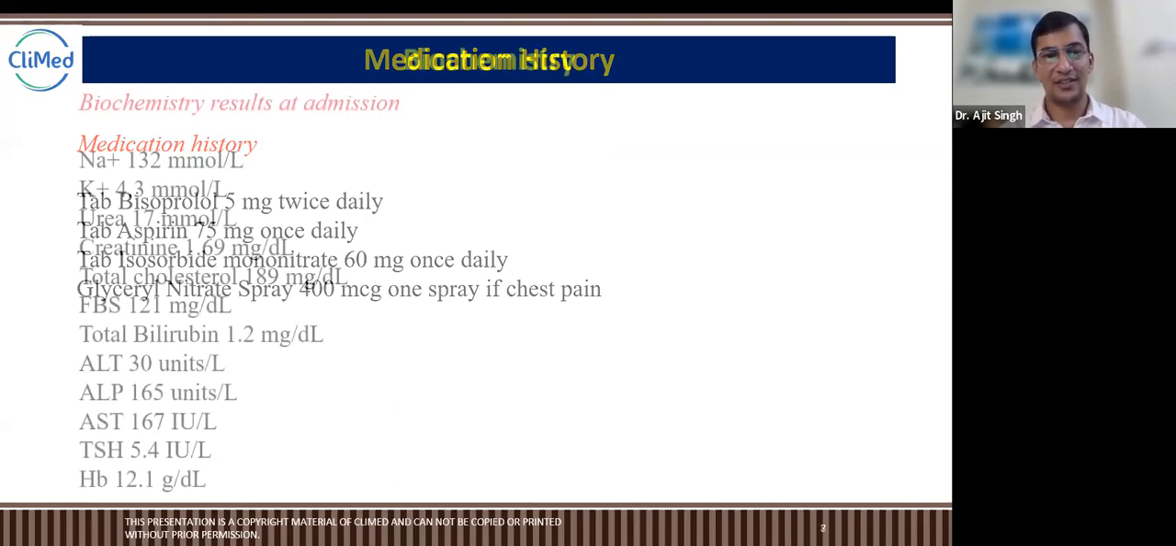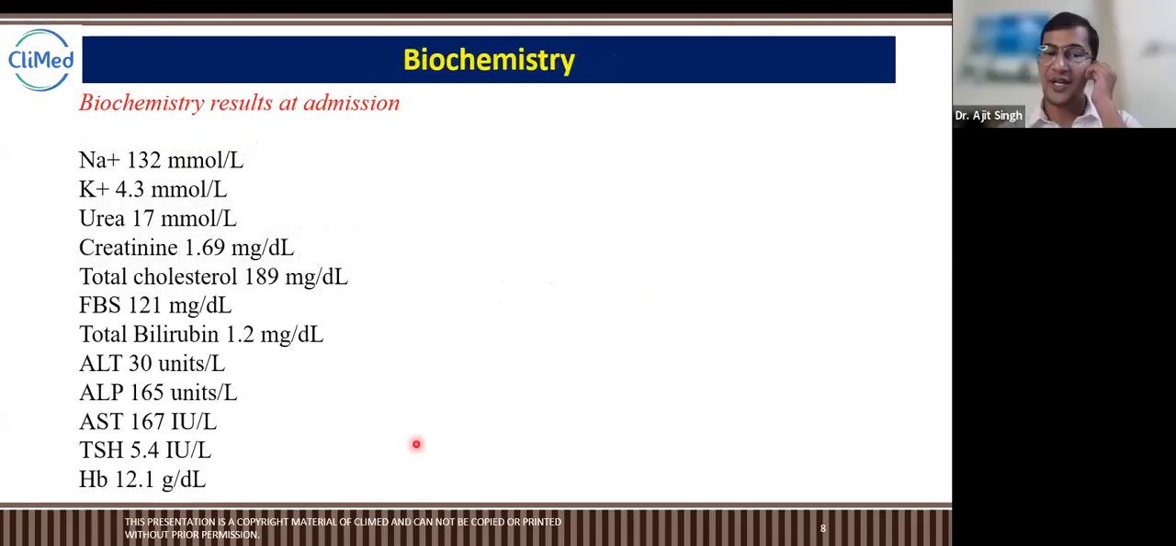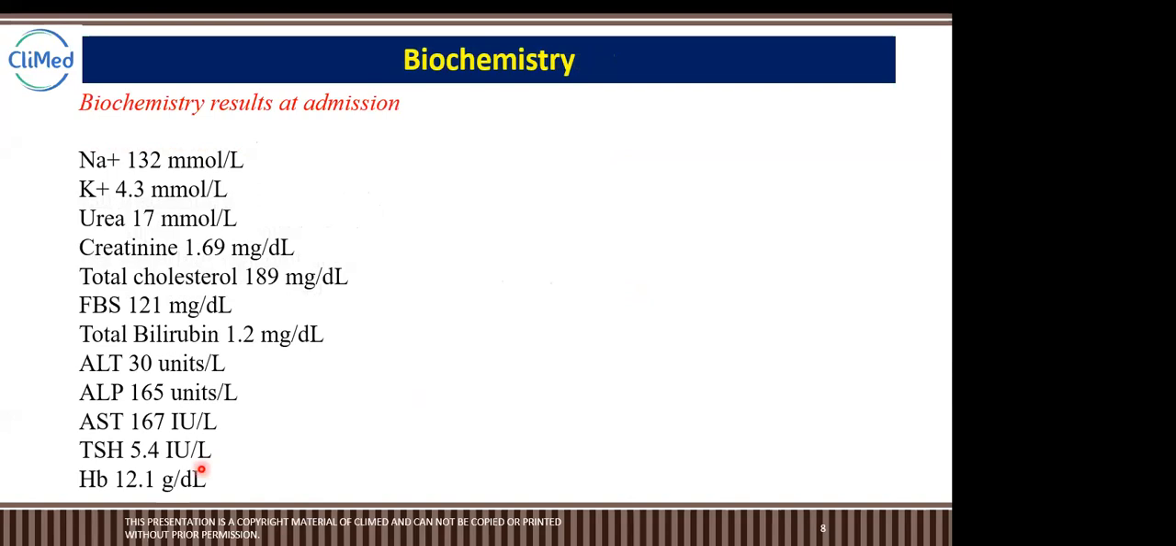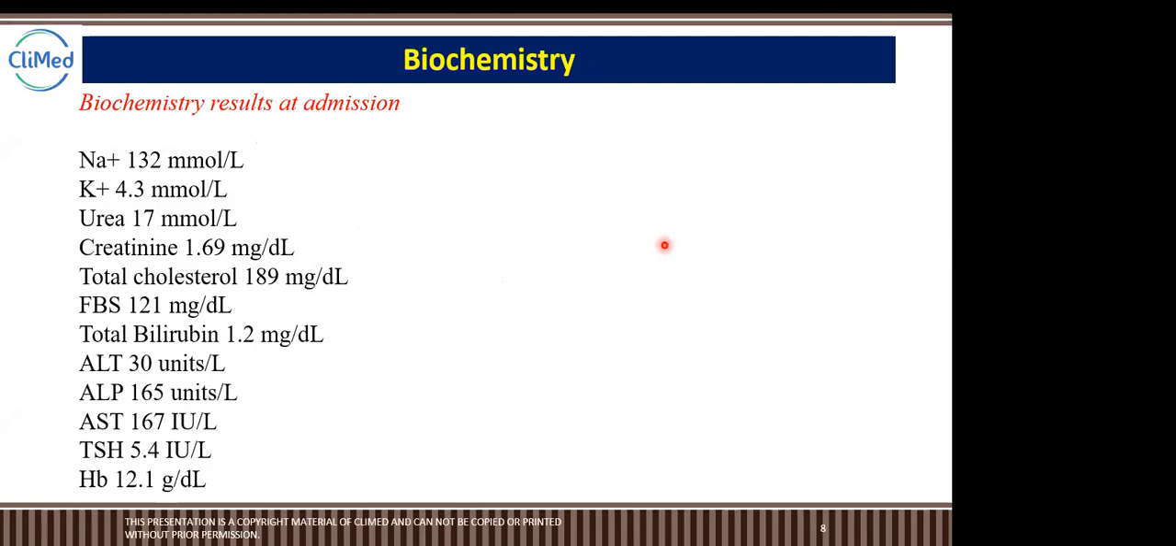Okay, so let's see the biochemistry results before going to the medications. Sodium is less. Sodium 132, potassium 4.3, urea 17. Level is increased. Creatinine level is increased.